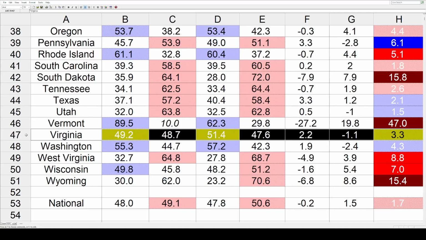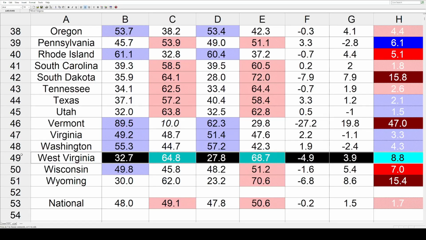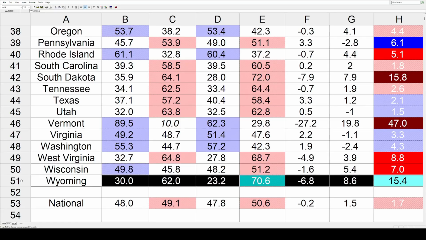Then in Virginia, it got bluer by 3.3. Washington, 1 point bluer than that at 4.3. West Virginia, a GOP shift of 8.8. Wisconsin, redder at an even 7. And Wyoming, that state got redder by 15.4.